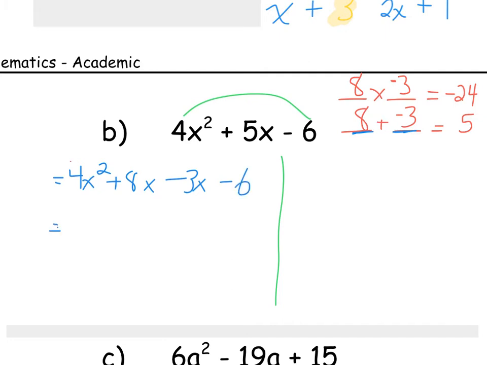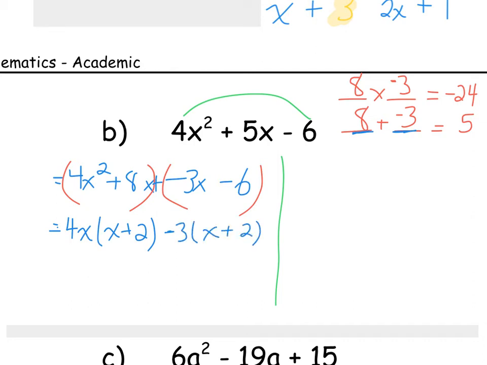So I'm going to group these 2 guys together, and then I'm going to group these 2 guys together. I'm going to remember there's a little plus in between here when I have the negative inside the bracket. So then I pull out the 4, and I can see that I can pull out an x as well. Don't forget to do that. And then my leftovers are going to be x plus 2. And then in my second bracket, I'm going to pull out the negative 3, and that's going to leave me with x plus 2.